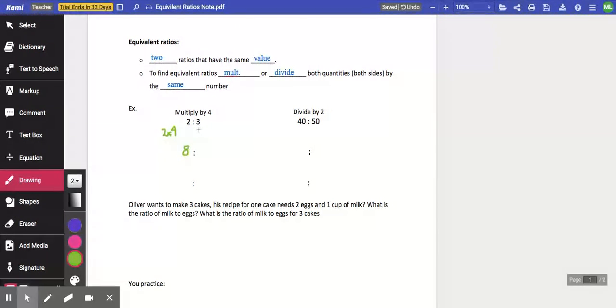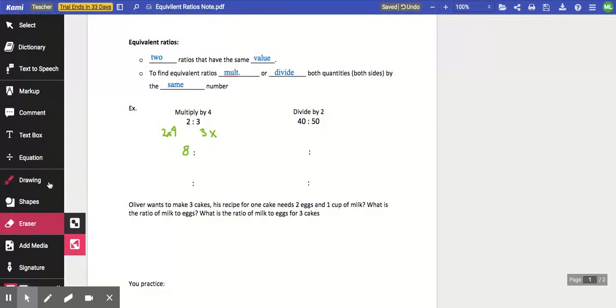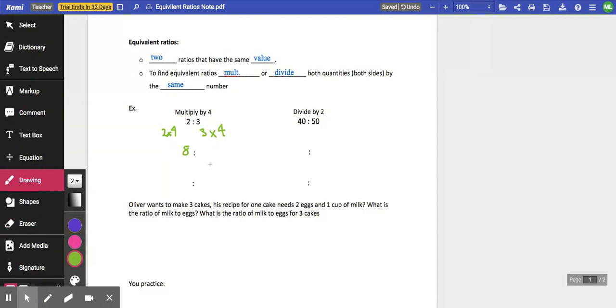And then I do 3 and I do 3 times 4. I wrote your answer there instead of 4. 3 times 4, and I get 12. And you do the same thing to get the next equivalent ratio. I do 8 times 4, and I get 32. And I do 12 times 4, and I get 48. So 2 to 3, 8 to 12, 32 to 48, they're all equivalent ratios.